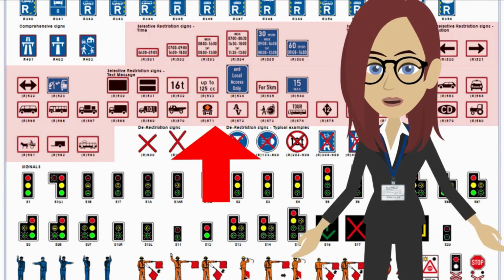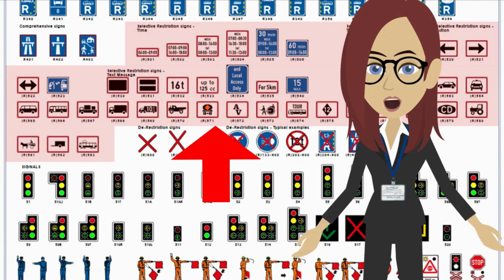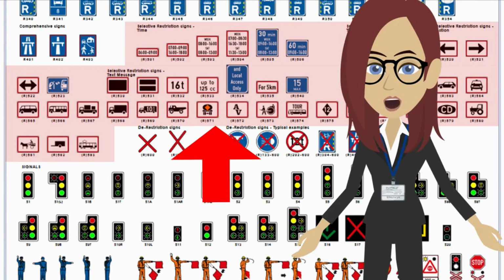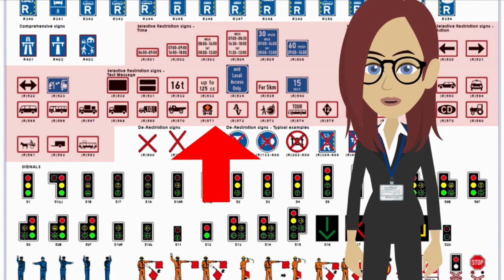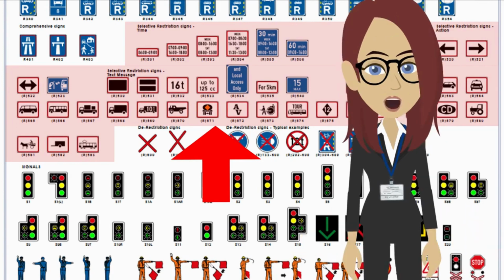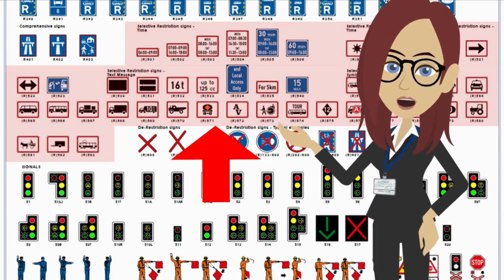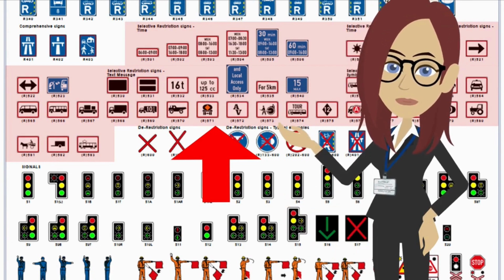Next, we have selective restriction signs, also known as secondary signs. These signs are always placed below a regulatory sign to indicate that the regulatory sign applies only during certain times or conditions, or only to certain road users. When placed below a regulatory sign, the two signs together are referred to as a combination sign. We will have a look at combination signs later in this video. Secondary signs are rectangular in shape, and their colors will match that of the accompanying regulatory sign.